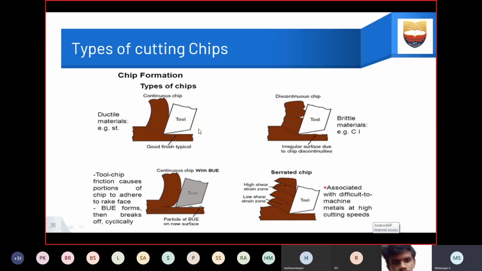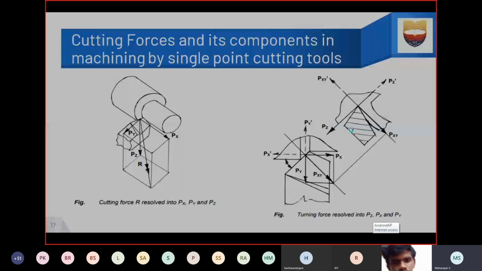So this is the tool material and a continuous chip; now how will discontinuous chips get formed? Continuous chip with build-up edge formation. This is a serrated chip. This is a higher shear strain area. This is a lower shear strain area. The discontinuous chip will be formed in brittle material.